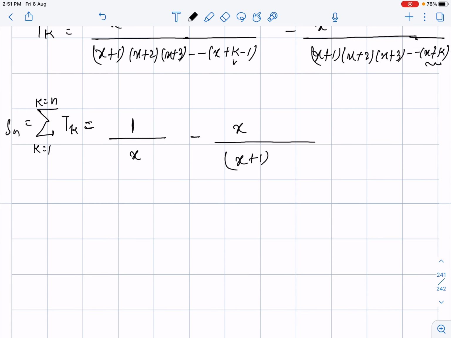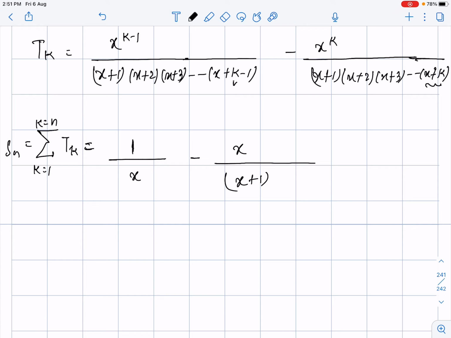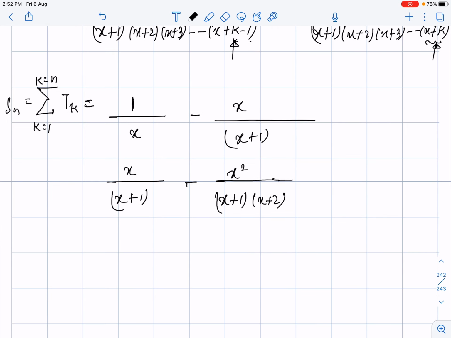Now when k equal to 2 is substituted, it becomes 2 minus 1, that is x only, divided by x plus 1, because when 2 is kept over here, 2 minus 1 becomes 1. Then minus, when 2 is substituted over here, x square divided by x plus 1 multiplied by x plus 2. It will be going up to x plus 2.